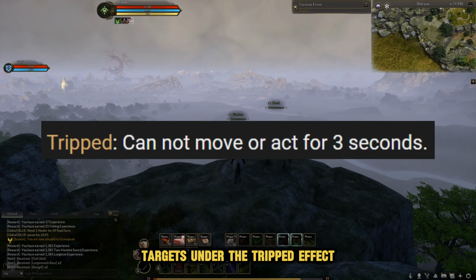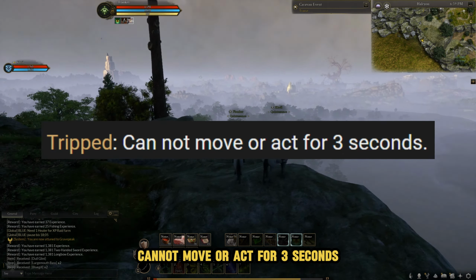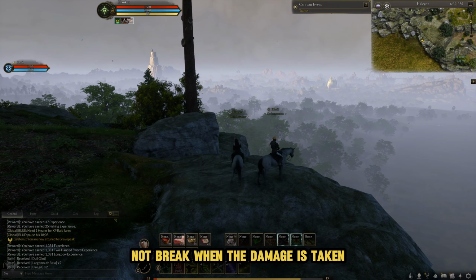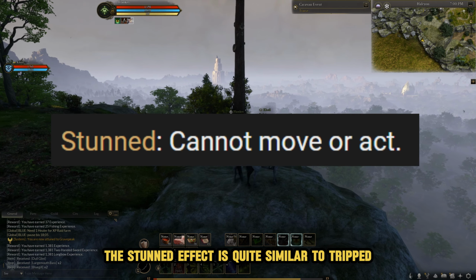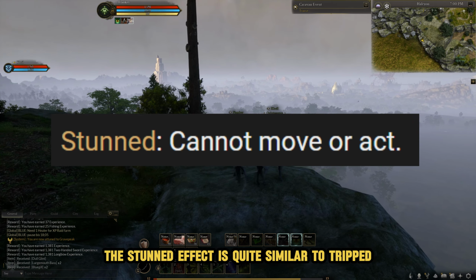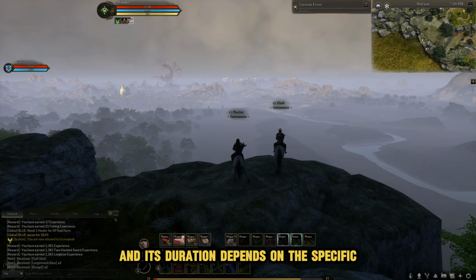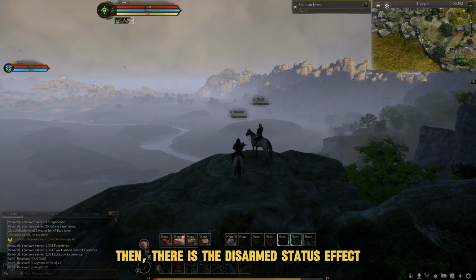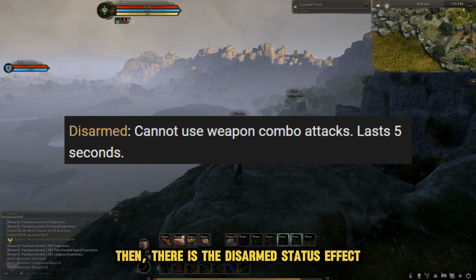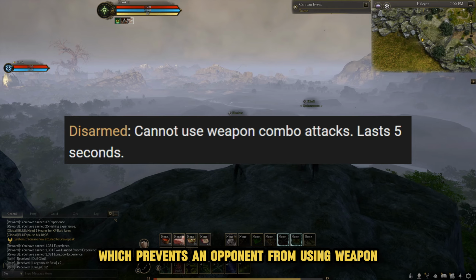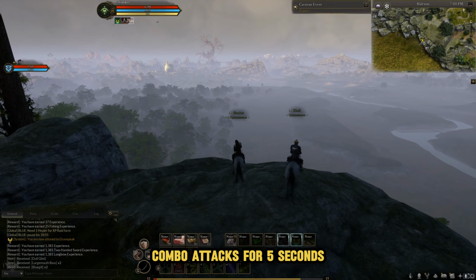Targets under the tripped effect cannot move or act for 3 seconds, and this effect does not break when damage is taken. The stunned effect is quite similar to tripped, but the activation conditions are different and its duration depends on the specific skill that applies it. Then, there is the disarmed status effect, which prevents an opponent from using weapon combo attacks for 5 seconds.